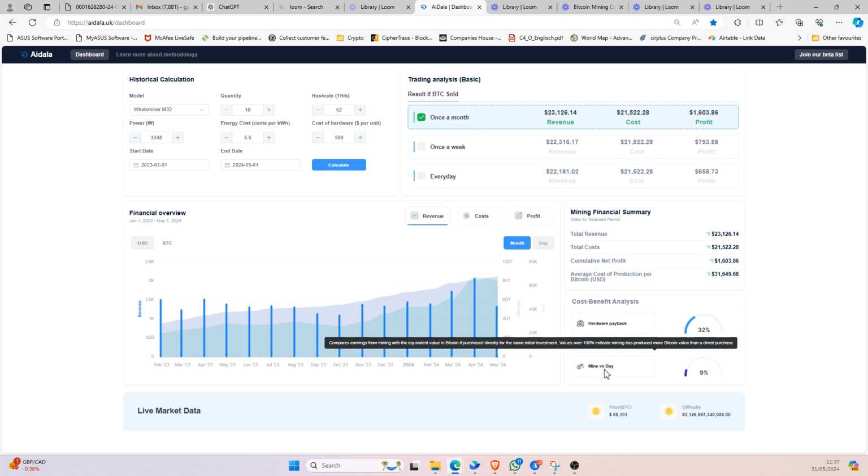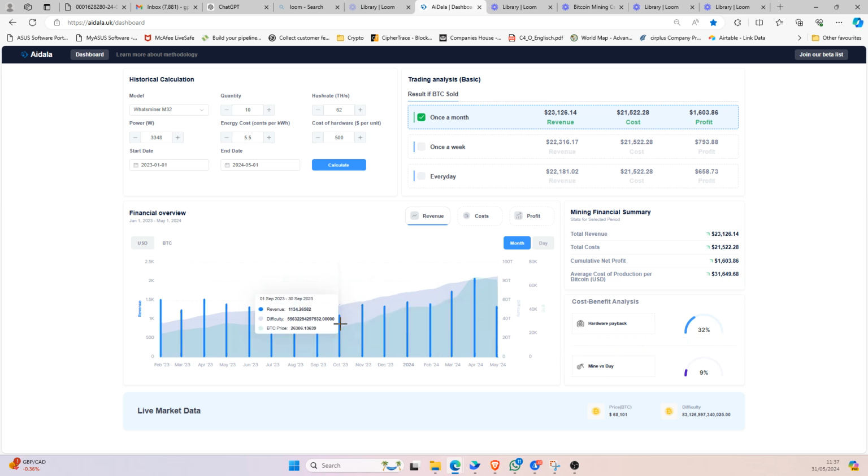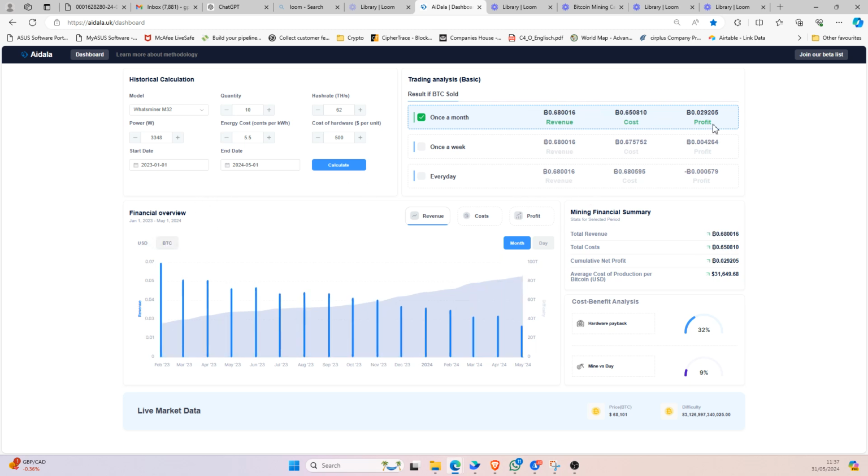Mining versus buying is just comparing the amount of Bitcoin you would have got on the 1st of January paying $5,000 versus the amount of Bitcoin which you have mined with that machine, and you can see that it is 9% only. And of course, that's depending on the machine. Just as I said, this is not very efficient.